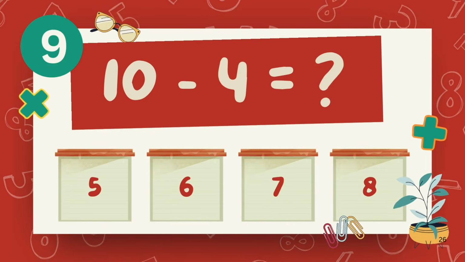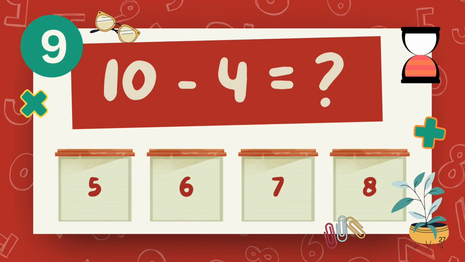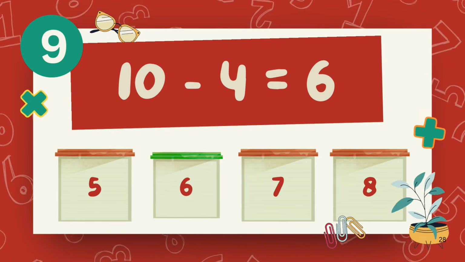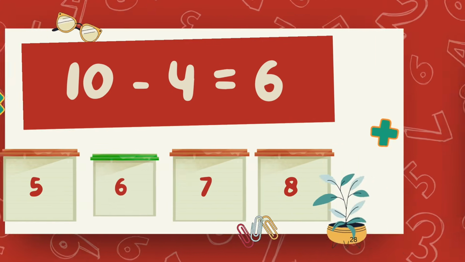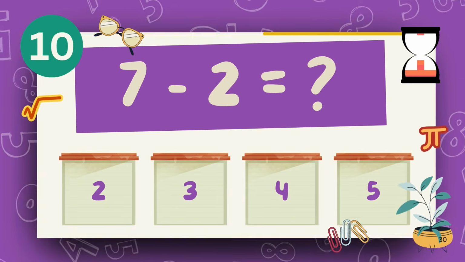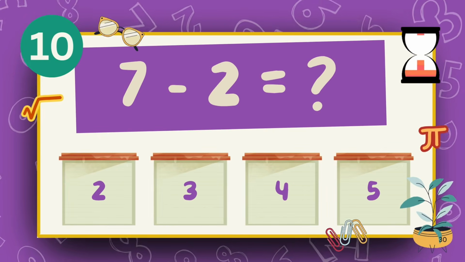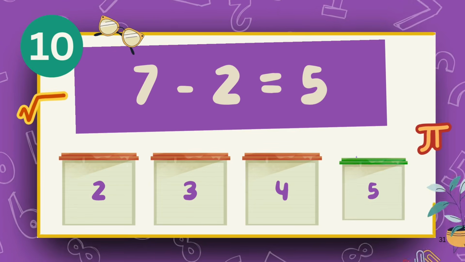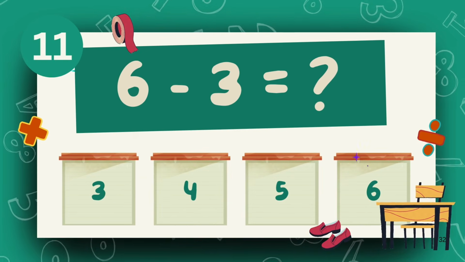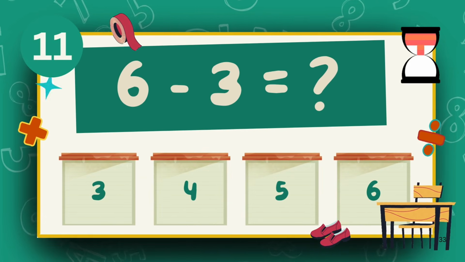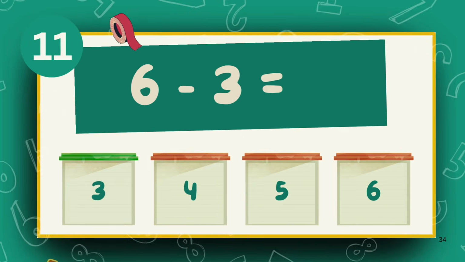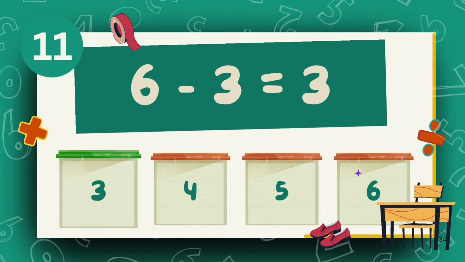What is 10 minus 4? The answer is 6. What is 7 minus 2? The answer is 5. What is 6 minus 3? The answer is 3.